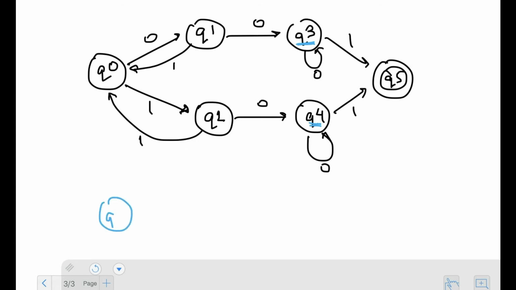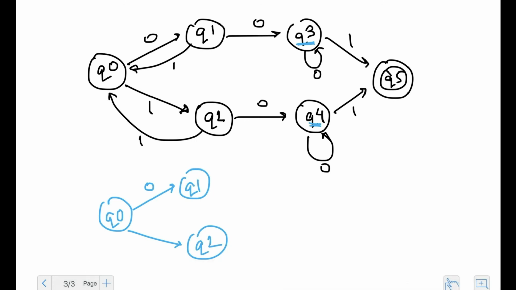So what I do is I have Q0 here, I go to Q1 on a 0, I go to Q2 on a 1, and from both of these I come back to Q0 on a 1. I'm just writing a single 1 here. I hope that's clear what's happening.